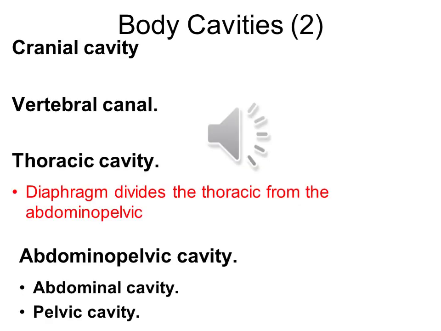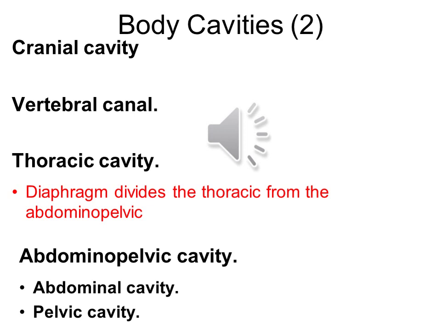Body cavities. Let's take a look at some of the cavities that are within the body. So we divide us, first of all, into a dorsal and a ventral cavity. So we have dorsal structures and we'll have ventral structures. So let's start in the dorsal cavity. In the dorsal cavity, there are going to be two subsets. We're going to have a cranial cavity, which will house the brain, and the vertebral canal or vertebral cavity, which is going to house the spinal cord.